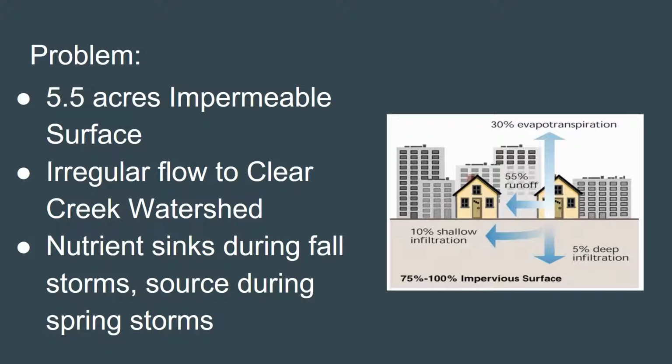First, the problem. The problem is that Butte Community College put in a 5.5-acre impermeable surface parking lot. This created an irregular flow of water through the drains to Clear Creek watershed. To remediate this issue, Butte Community College put in a bioswale, but unfortunately the bioswale comes with issues of its own. Nutrients sink during fall storms and source during spring storms because the bioswale stores the pollutants.